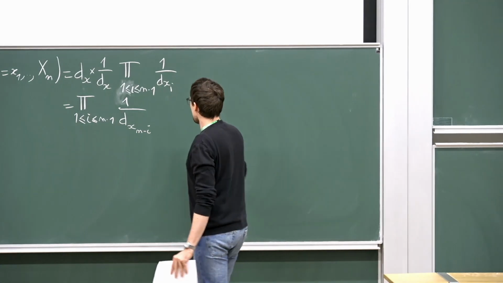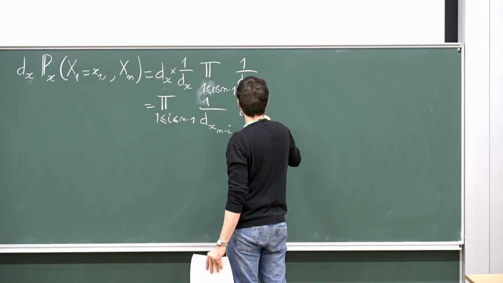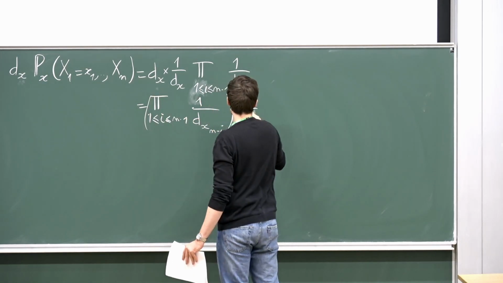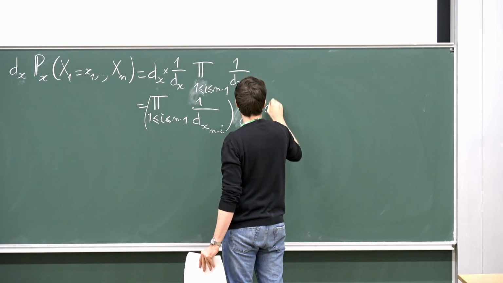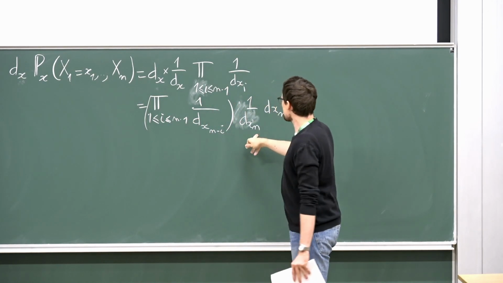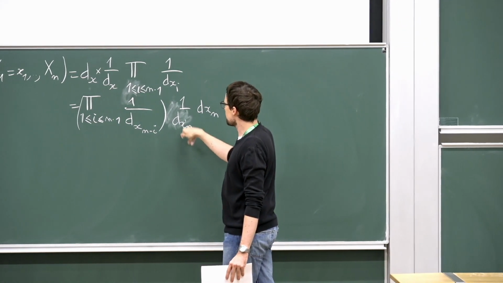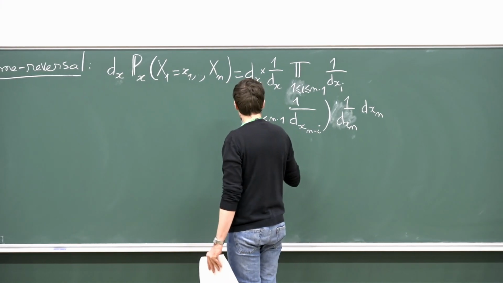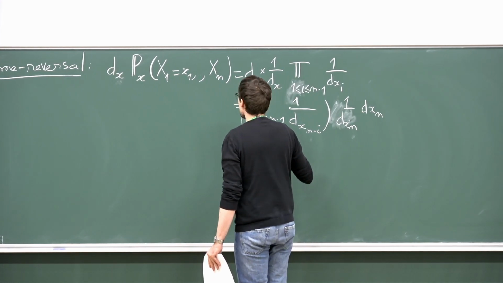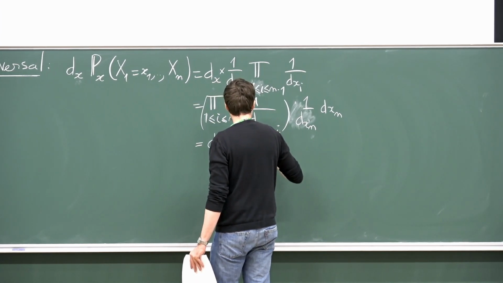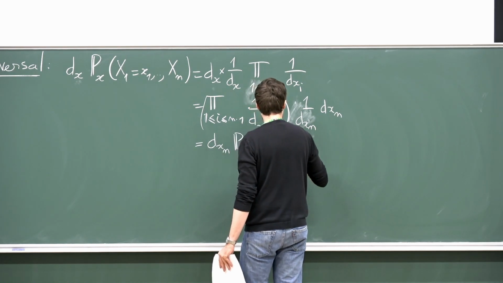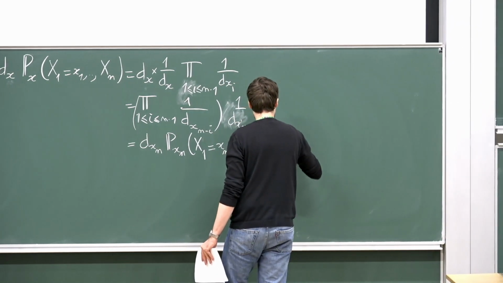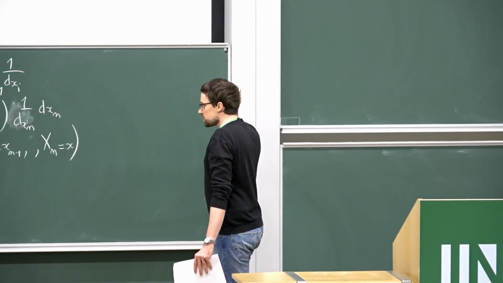And then if I want, I can also add again the last vertex now. So I add maybe first 1 over dxn times dxn. And what do I see here? This is exactly the property that my walk starts in xn, then jumps to xn minus 1 and so on. Right, so this is dxn pxn at x1 equals xn minus 1, and so on until you come back in x. Okay, so I've been able to reverse my walk.